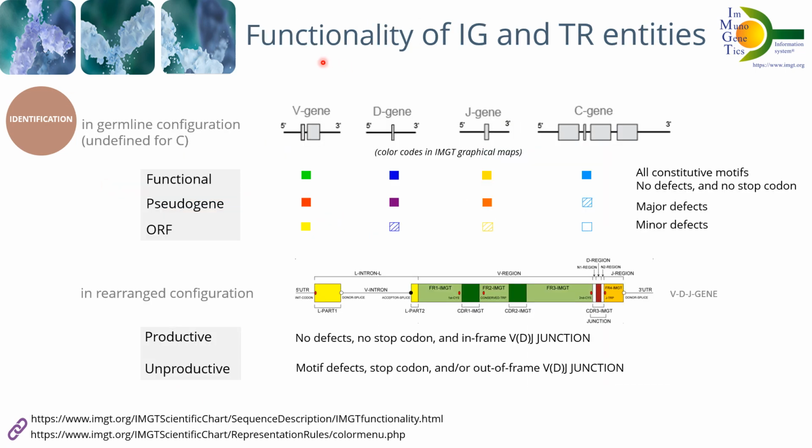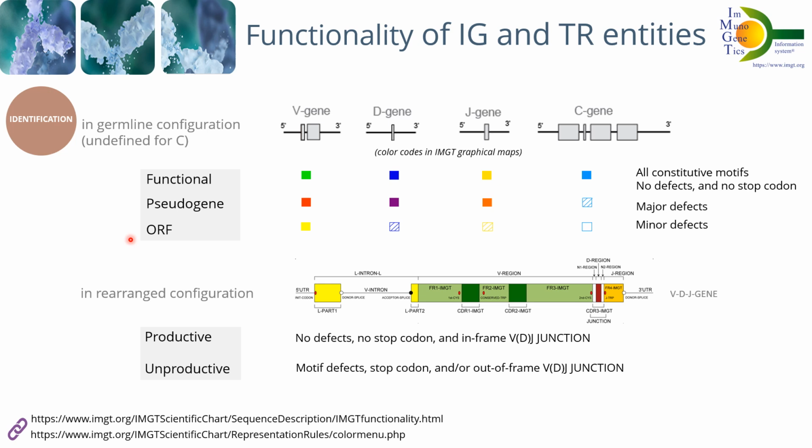A second example of identification concepts corresponds to the terms that determine the functionality of genes and of reference sequences. Three terms identify the functionality of genes. Functional if the gene comprises all constitutive motifs as an open reading frame and a coding region without any stop codon. Pseudogenes show major defects, and the functionality is identified as open reading frame, ORF, for genes with small defects in their germline sequences and for which we do not have any information on the expression of the gene as protein.